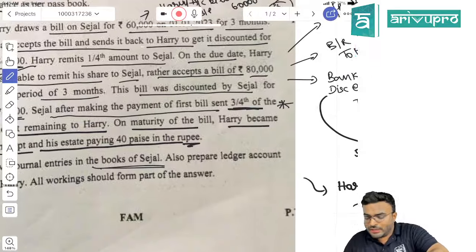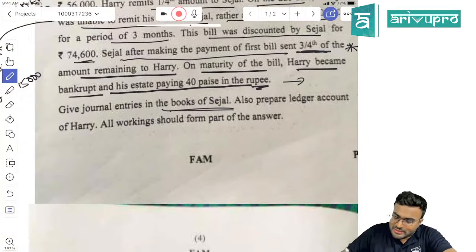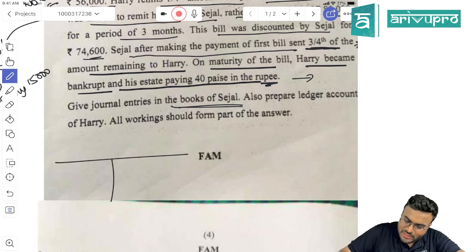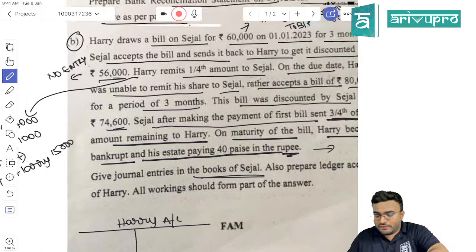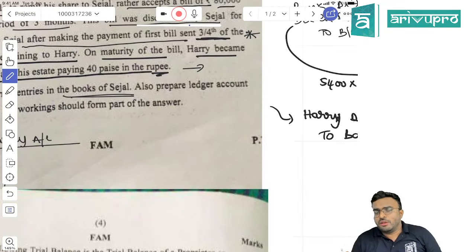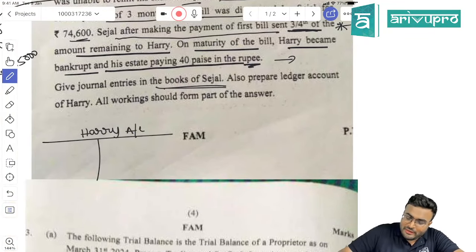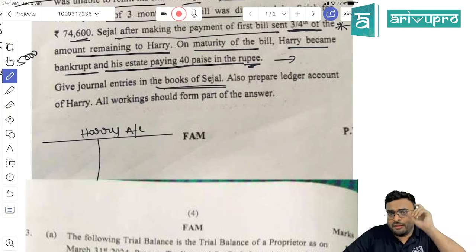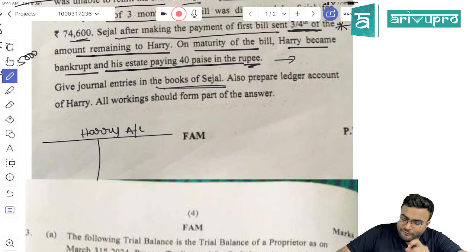So what are you going to check? They have asked you to prepare the ledger of Harry. You're going to prepare Harry's account. And whatever journal entries we have discussed over here, all that is going to be posted to Harry's account. And finally, out of that, Harry will pay only 40 paise in a rupee. So you'll pass this entry finally.